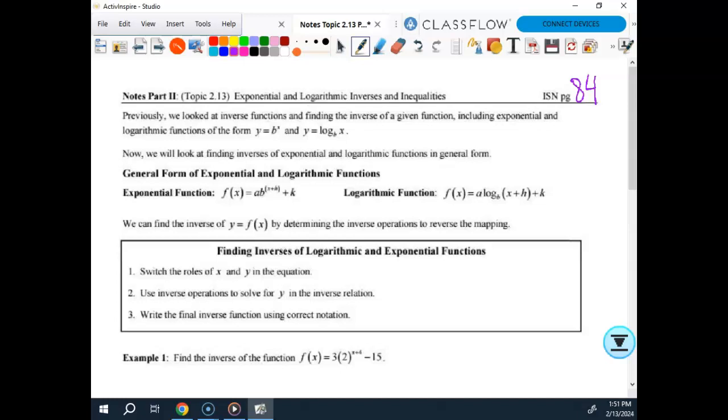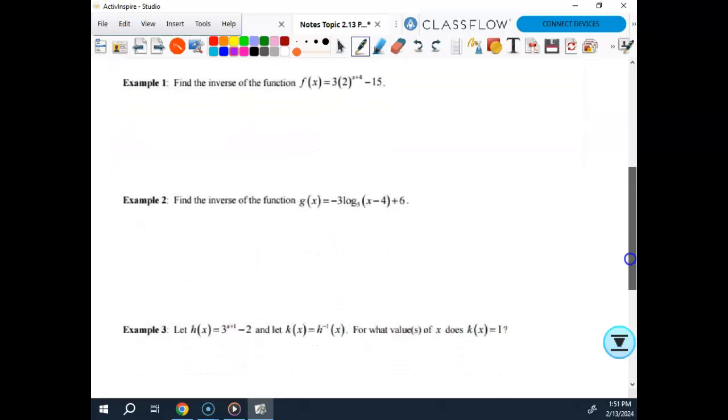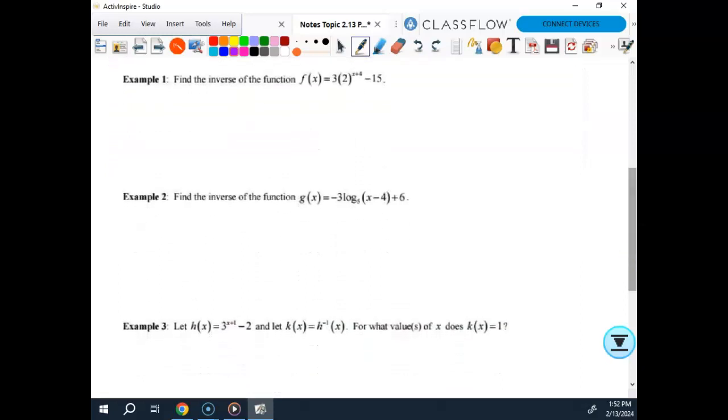So this starts off by saying previously, which means we already did it, we looked at inverse functions, finding the inverse of all kinds of things, including exponentials and logs. In these forms here, we are now going to look at inverses with some more transformations in them. Our inverse steps don't change. You switch x and y, you find the inverse, you write it in the correct notation. Kind of the same process every time, it just looks a little bit different depending on what kind of equations you have, right?